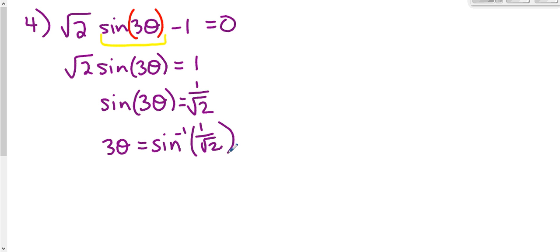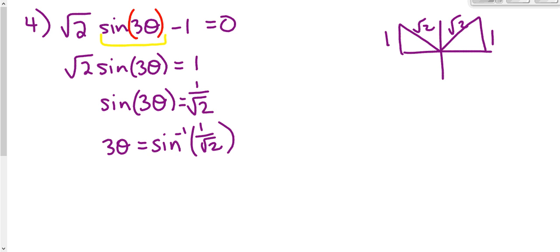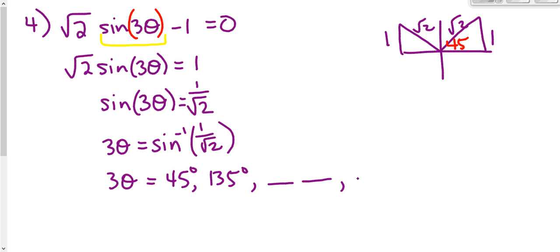Okay, so where is sine positive? Sine is positive in quadrant 1 and quadrant 2. We would have a 1 and a square root 2. So we have a 45-degree reference angle. And so our angles are 45 degrees and 135 degrees. And because of the 3, we would go around the circle another 2 times and get 4 more answers.